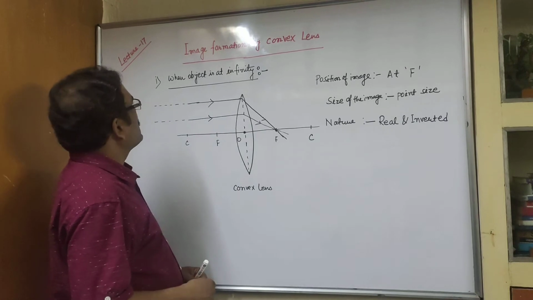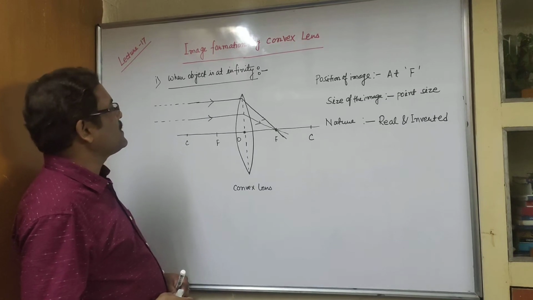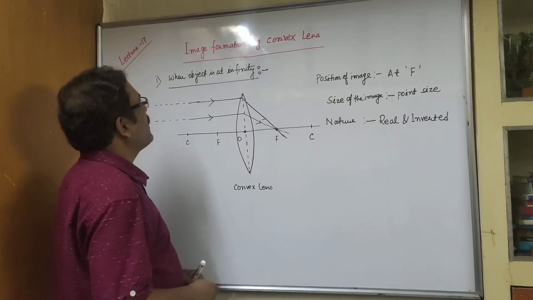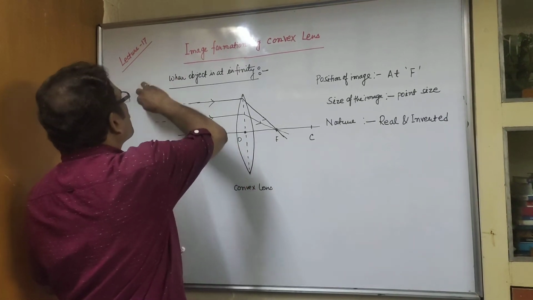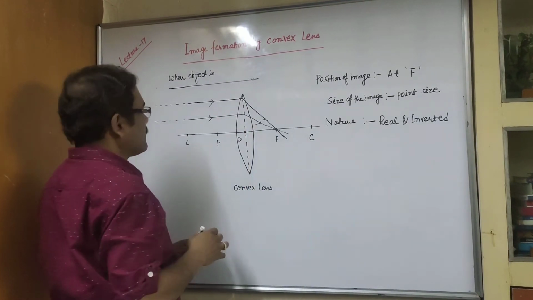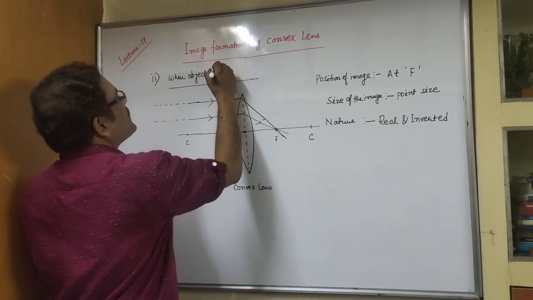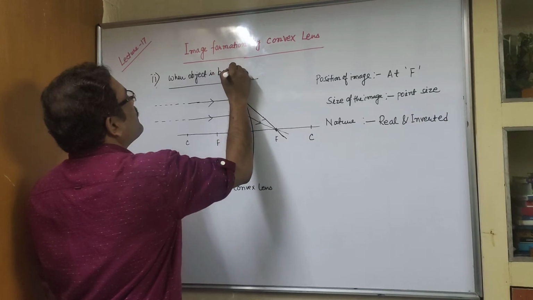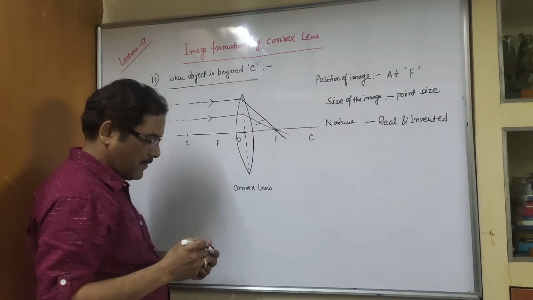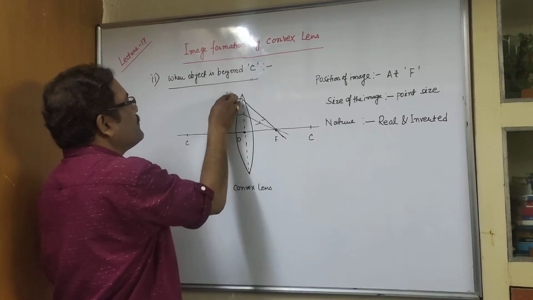Now next one. Now gradually we will shift the object towards the lens. So next case is when object is beyond center of curvature. Second case, when object is beyond C, beyond center of curvature. So you draw another ray diagram.